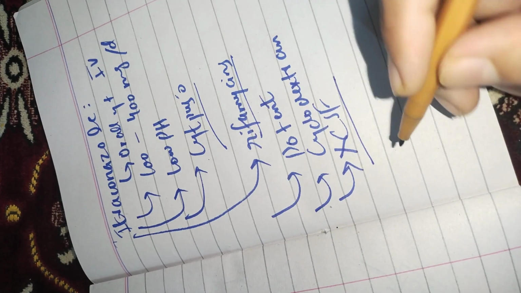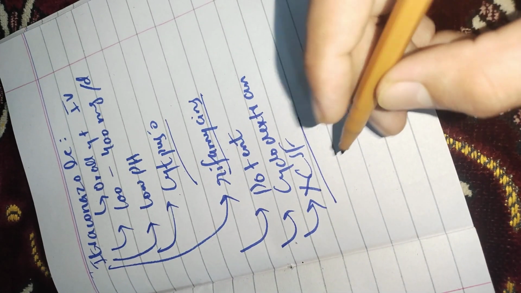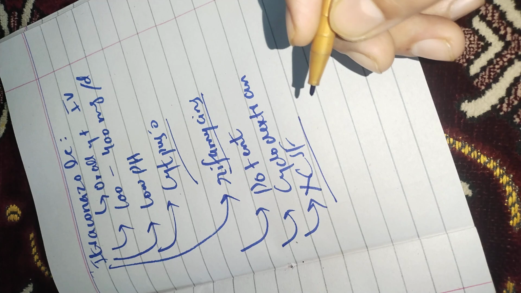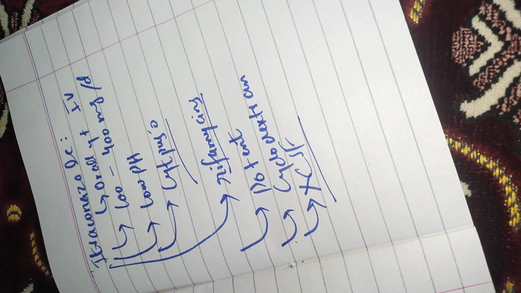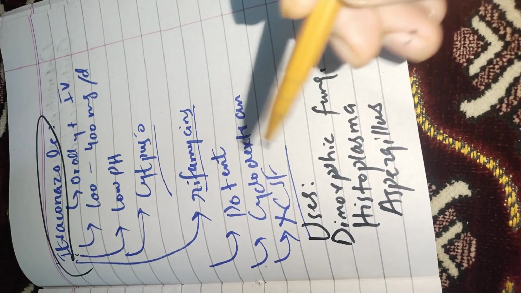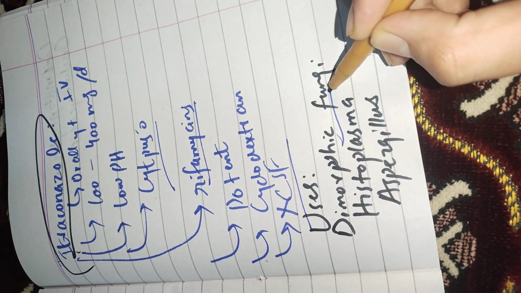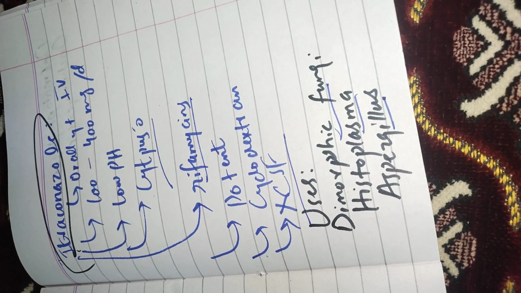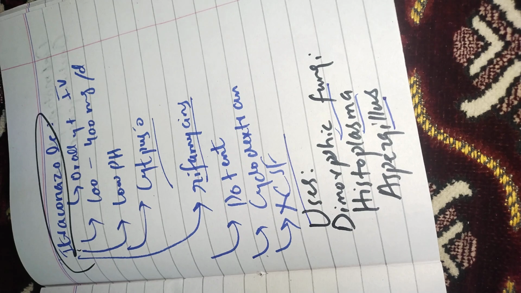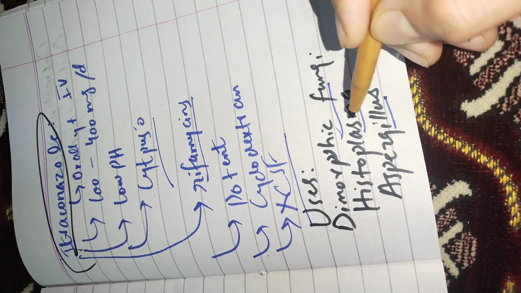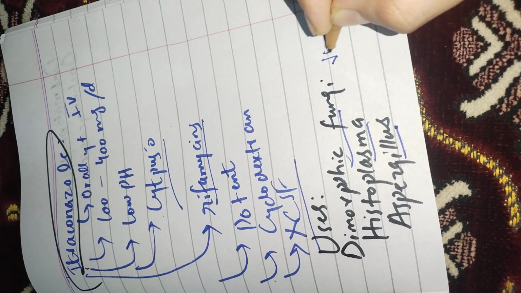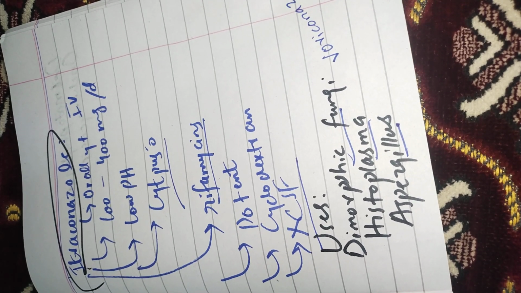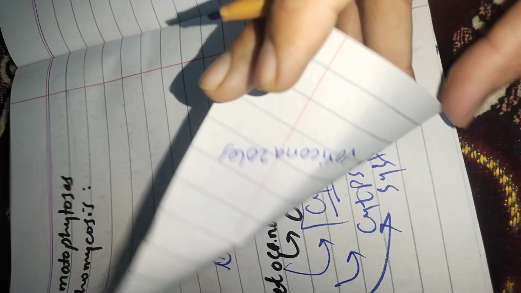What are the uses of itraconazole? It is used to treat dimorphic fungal infections, histoplasmosis, and aspergillus infections, which cause aspergillosis. But nowadays itraconazole is replaced by voriconazole to treat aspergillosis. It is also used to treat dermatophytosis and onychomycosis. These are the uses of itraconazole.